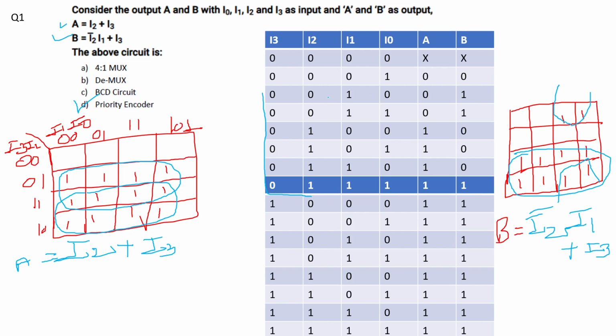So whenever I1 is 1 and I2 and I3 are 0, my priority goes to I1. So I'll write 0, 1. 0, 1 means 1. And again my I3 and I2 are 0 and I1 is 1, so my priority goes to I1 and I'll write 0, 1 for output.